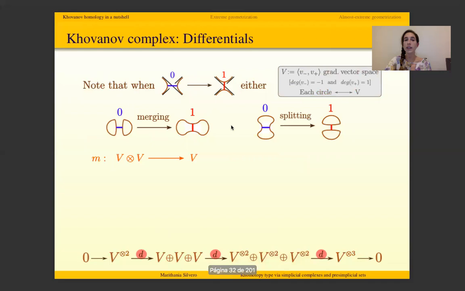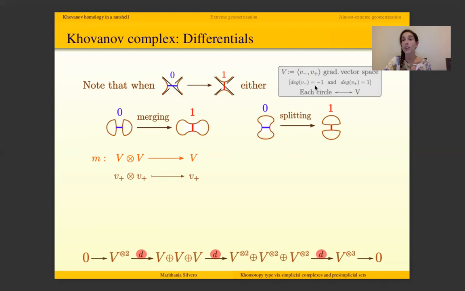So in the first case, we are going to define m to be a multiplication. Here we have two copies of V because we have two circles and here just one. So we say that V tensor product V goes to V. And we are going to define m in terms of, we need to define it on the generators of V, okay?